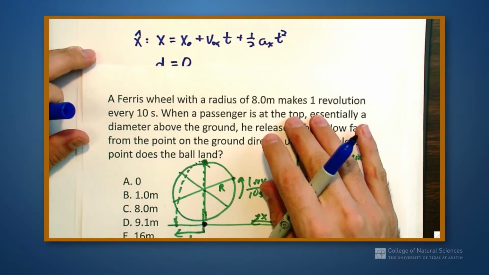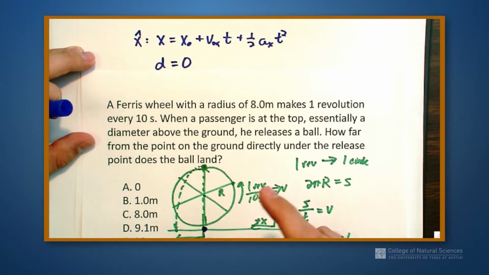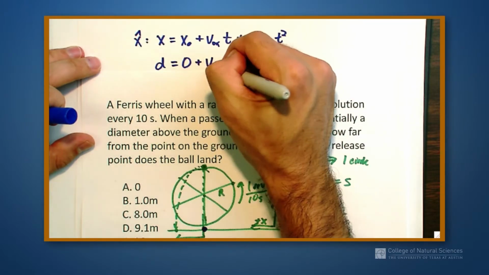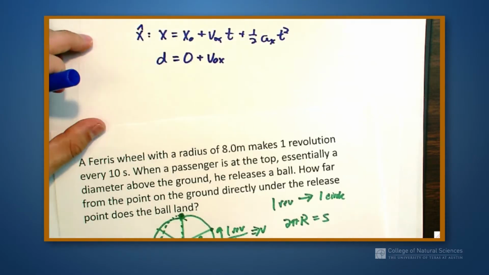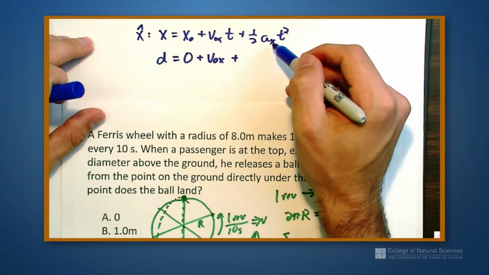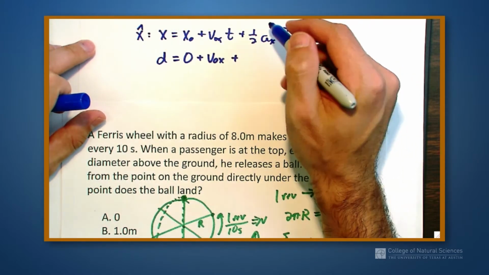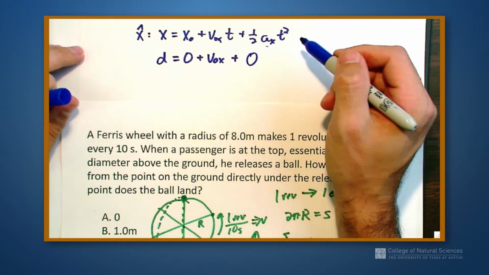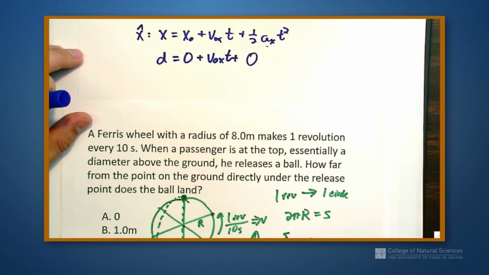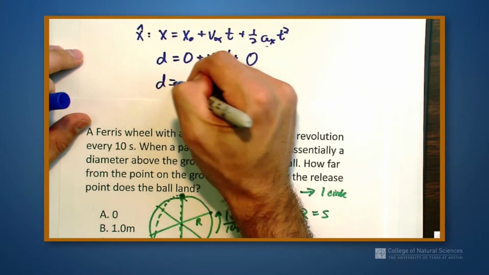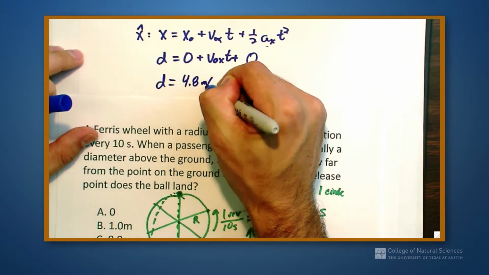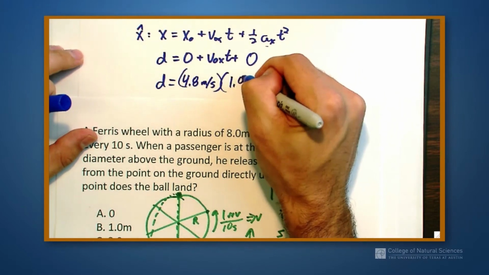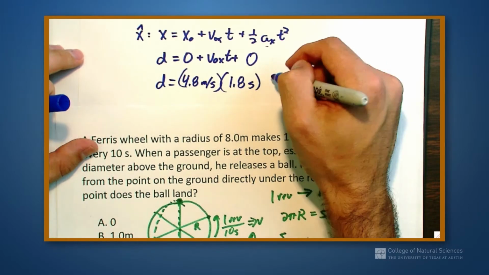I started at a position of 0 away from my origin in the x direction, plus my initial velocity, v naught x, which I solved over here before, this value right there, plus 1/2 a x t squared. My a x is 0. Oh, and I forgot a t there. So now I'm going to say distance is equal to 4.8 meters per second times my 1.8 seconds.